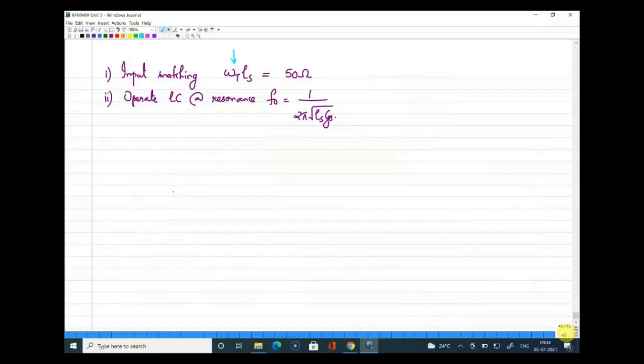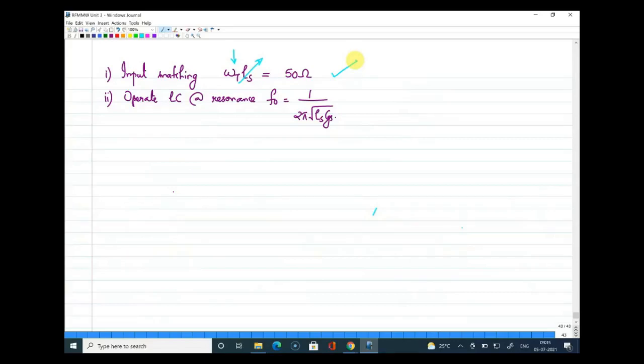So if I want to do input matching, the only possibility is LS, which can be varied. Depending on the value of omega t, I can choose an LS such that omega t into LS can be made equal to 50 ohm. I think that point should be clear now. So omega t we do not have any control over; we have only one degree of freedom here, and that is LS. By choosing an appropriate value of LS, you can make omega t into LS equal to 50. Right.